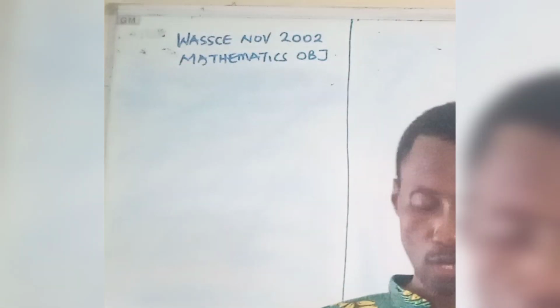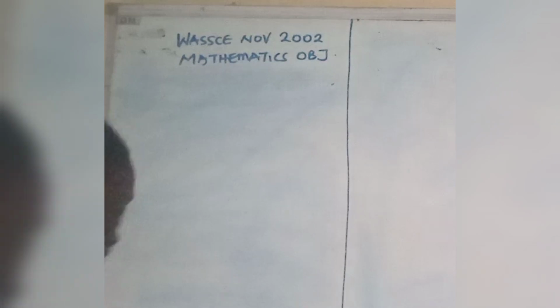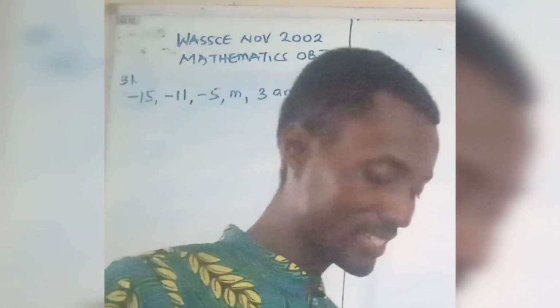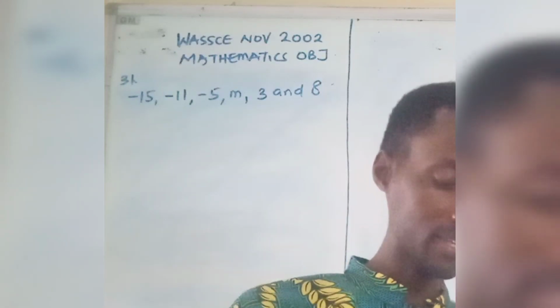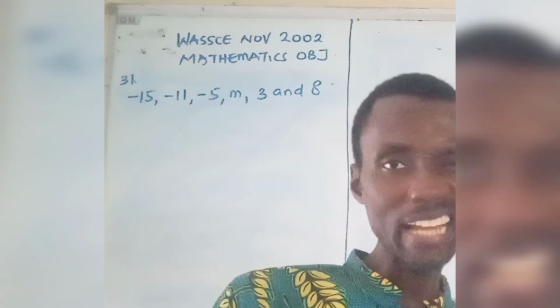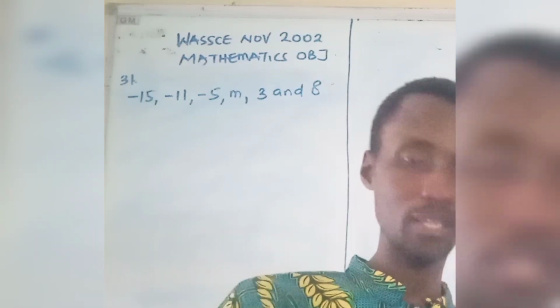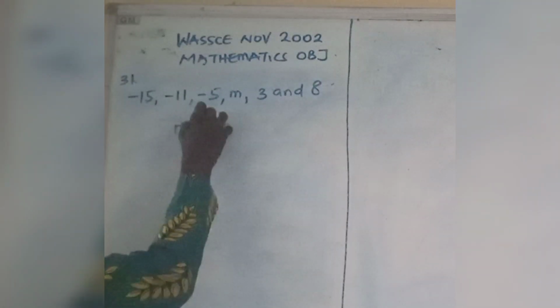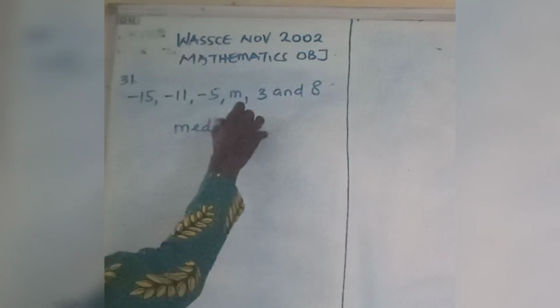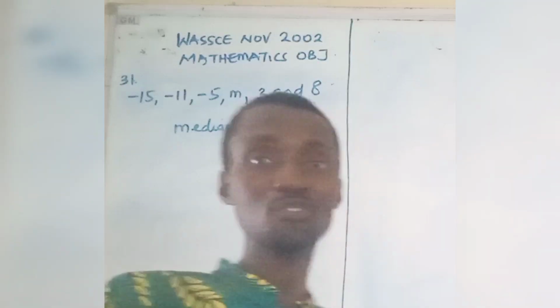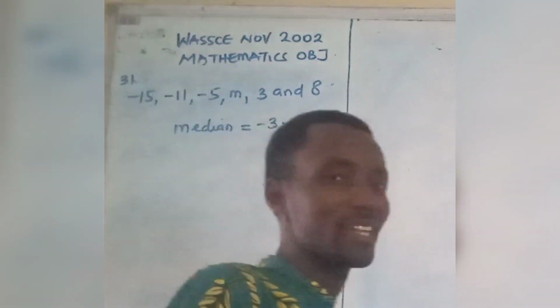In question number 31 of this year, a set of numbers is arranged in ascending order. Now, it said if the median is -3, find the value of the constant. A very tricky one. Now, you are told that the median is -3.